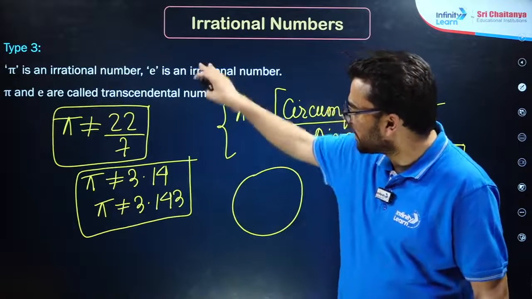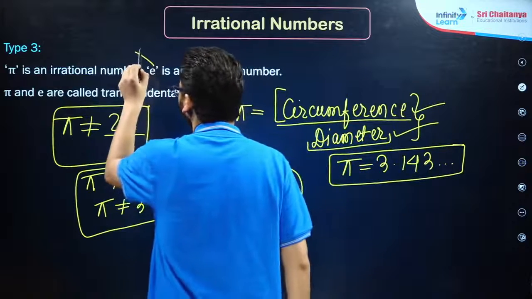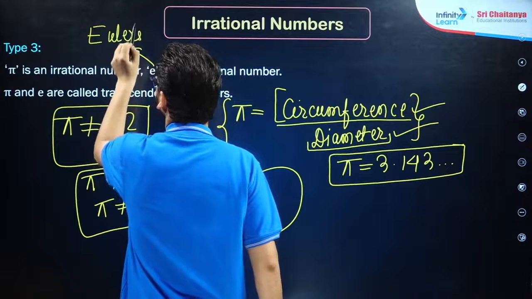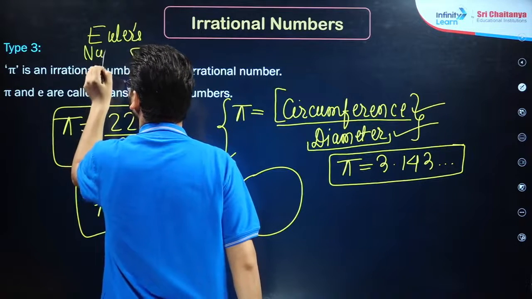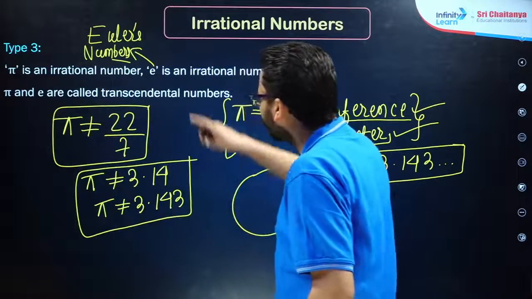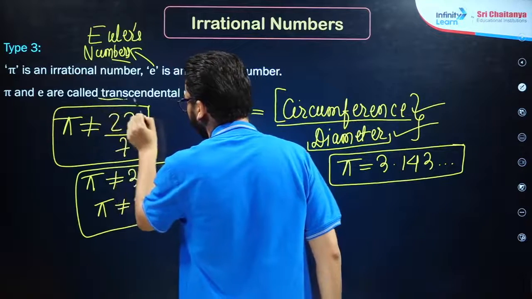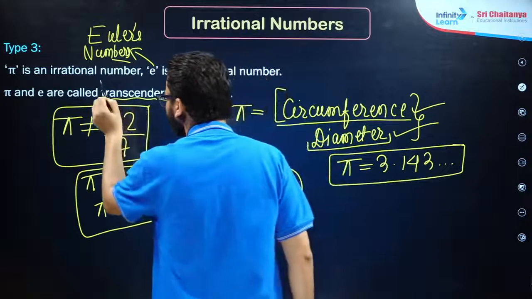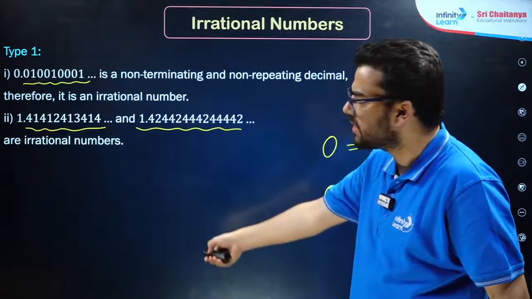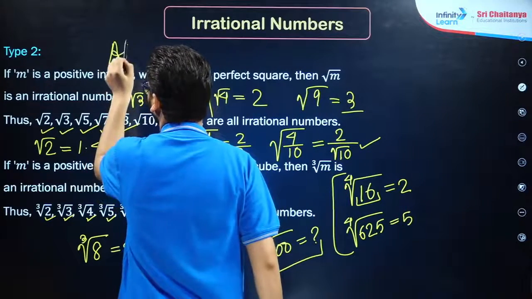Now, this is the third category of irrational numbers. You have got pi, and there is one number called Euler's number. Again, not going into the detail of that. Euler's number, there are other names for it as well. You can leave it. So these are another category of irrational numbers, and they are known as transcendental numbers. Now, what is transcendental? Basically, these are also irrational numbers. All of these are irrational numbers. These are called algebraic irrational numbers.